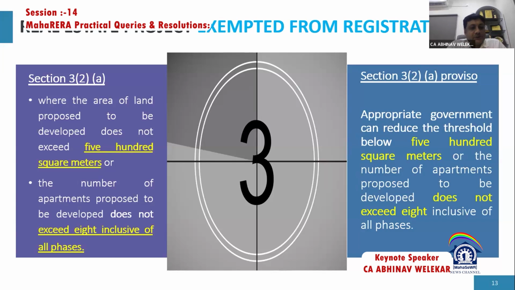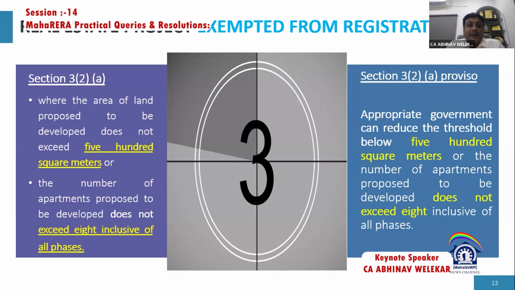Section 3(2)(a) specifies that where the area of land proposed to be developed does not exceed 500 square meters, or the number of apartments proposed to be developed does not exceed 8, inclusive of all phases. Suppose you are launching your project in multiple phases. Then, adding all such phases, the total units should not exceed 8. If you are launching a building in which there are only 4 flats, and in the second phase you are going to launch another 5 or 6 flats, then in such cases you have to take the total of the 2 phases, and if it goes beyond the limit, then this condition has to be applied in that manner.